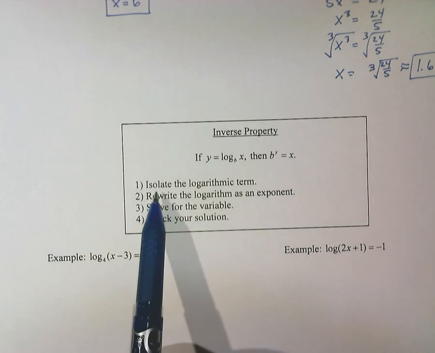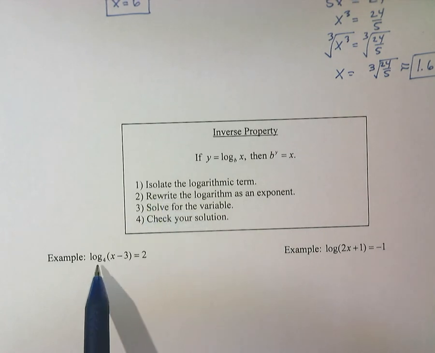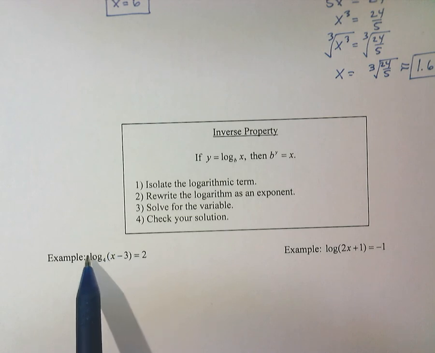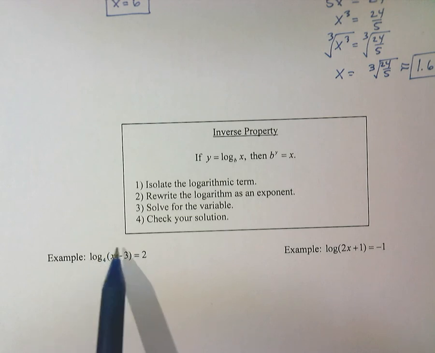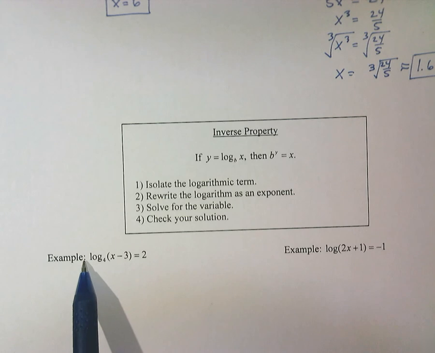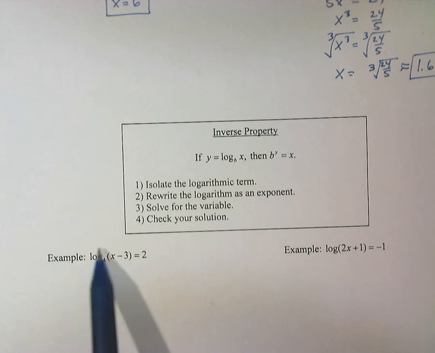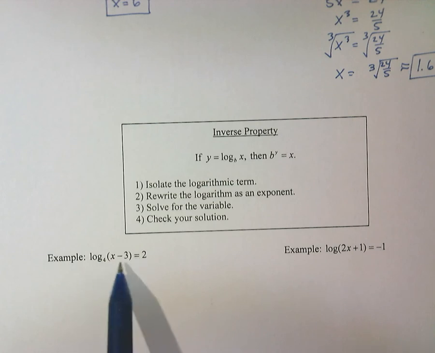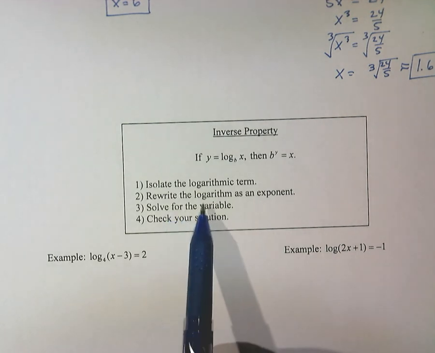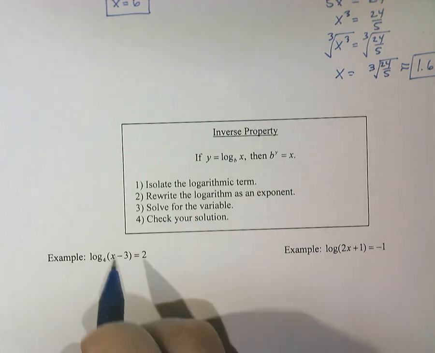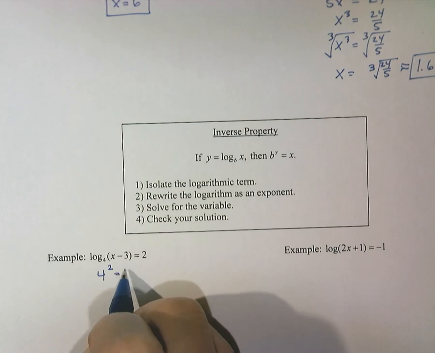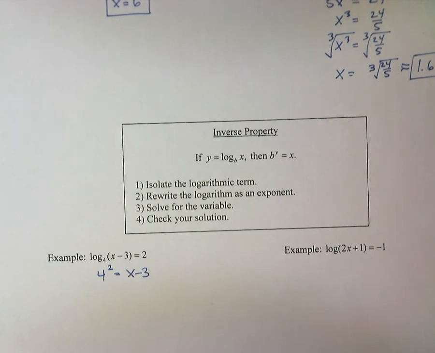But the first step is to isolate the logarithmic term. In this first case, my logarithmic term is already isolated, meaning I only have one log term, there's nothing being multiplied by the term, and there's nothing being added or subtracted. This minus 3 is not being subtracted from the log, it's part of the log. So now I can rewrite the logarithm as an exponent. So I'm going to write 4 squared equals x minus 3.